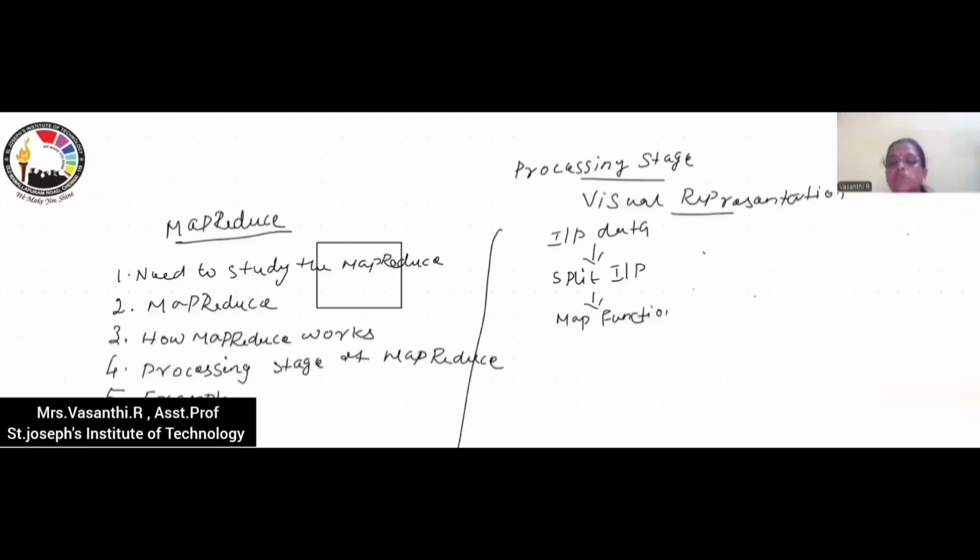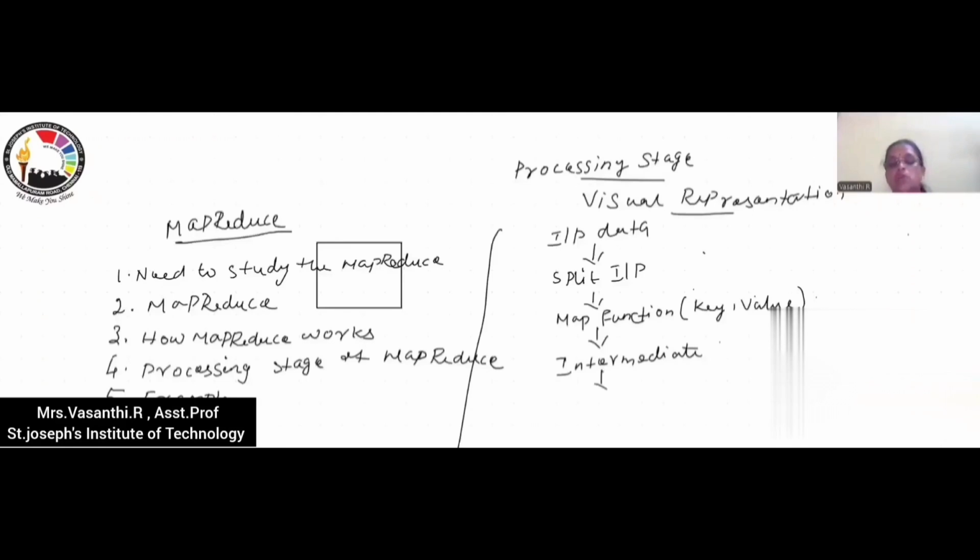So the map function generates the key, value pair. In the map function, this happens in parallel for each split. So it generates the key, value pair. It is called the intermediate key, value pair. After the map function, it generates the intermediate key, value.